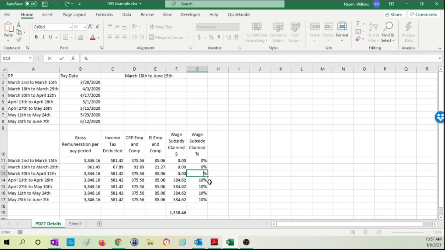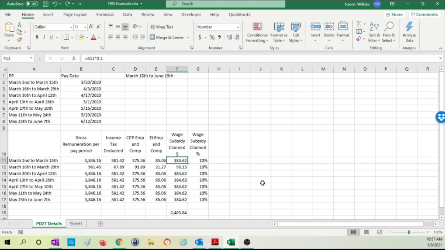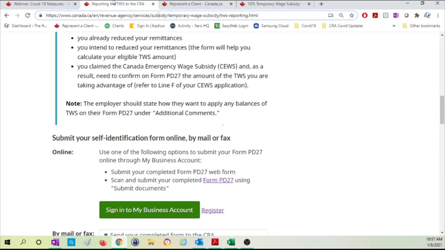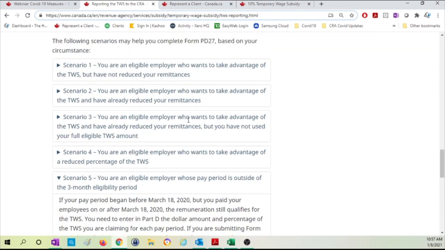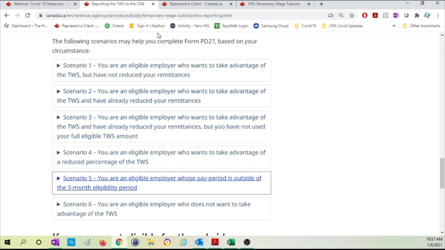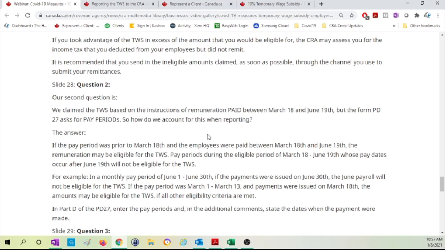But again, like I said, this is an example of a business that is either not eligible for the CEWS, so they want all of their TWS, or when they filed their CEWS, they said, oh, don't give us this much because we're getting it through the TWS. So this is an example of that business. If you didn't quite understand what I was trying to say there, there are examples here on that first link that I sent of all the different scenarios that you could apply to you and how to fill it out. And also I will be linking to this webinar right here that goes over the TWS and how to claim it or what have you.